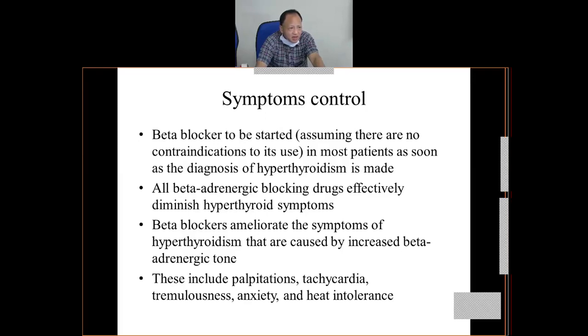These drugs dramatically cause reductions in the symptoms of hyperthyroidism. The symptoms that are usually relieved by beta blockers are the symptoms that are due to increased beta adrenergic tone. These include palpitations, tachycardia, tremulousness, anxiety, and heat intolerance.